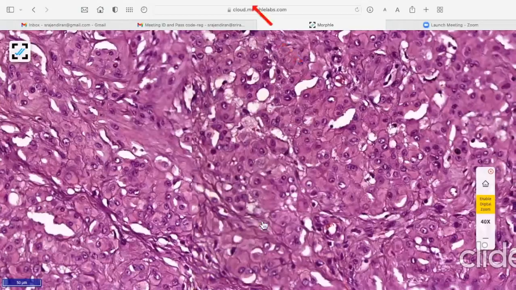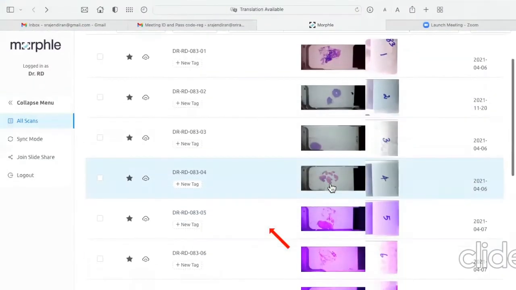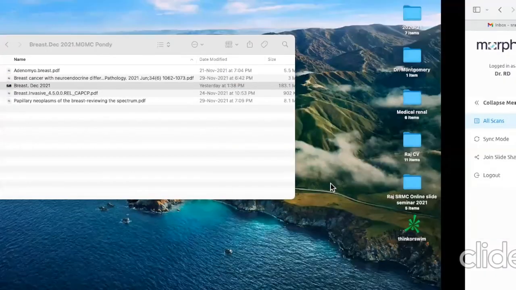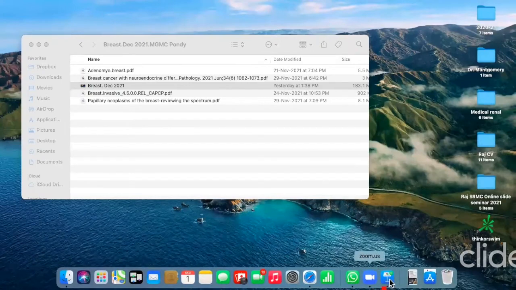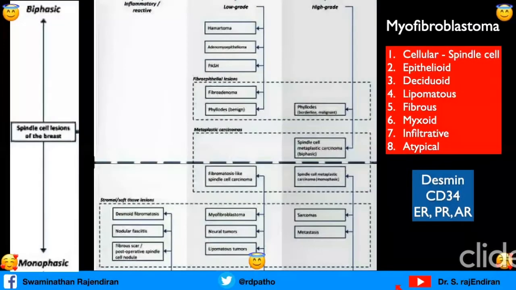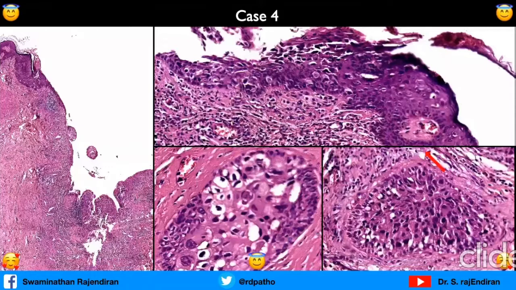Super. Now we are going to case number 4. I will show you the picture, one slide in the keynote. This is how it looked. You can see some skin ulceration. We will go to the real slide.